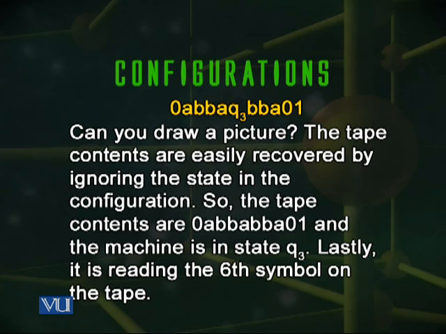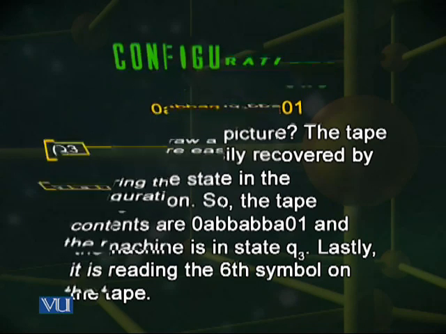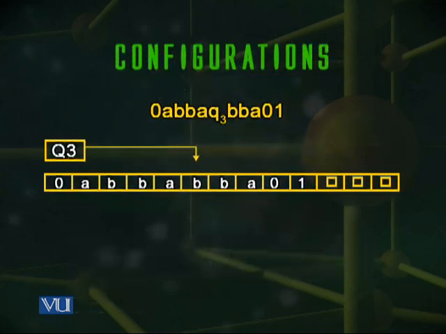Last and most important thing is, which symbol is the machine currently reading? Well, the machine is currently reading the 6th symbol. That's because Q3 is the 5th symbol on the tape. So the Turing machine is reading the 6th symbol, which happens to be a B. Let us look at the picture of this Turing machine in this configuration. As you can see in this picture, the machine is shown to be in the state Q3, and the tape contents are 0A, BBA, BBA01, and the machine is reading a B, which is residing on the 6th cell of the tape.